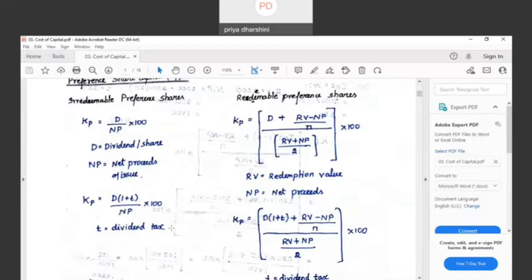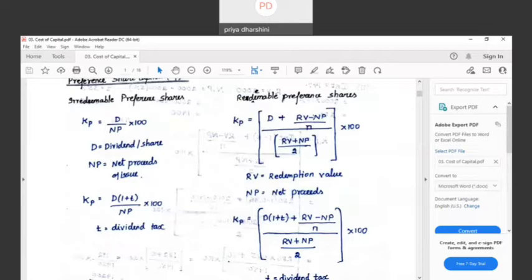Issue is at par of rupees 100. The redemption is at a premium of rupees 110. Just a random example. What is the cost of preference shares? The cost of preference shares will be the dividend which we are going to pay every year plus how much was the issue value? 100 rupees. But how are you going to repay them? 110 rupees, which means you are giving them 10 rupees extra on redemption.